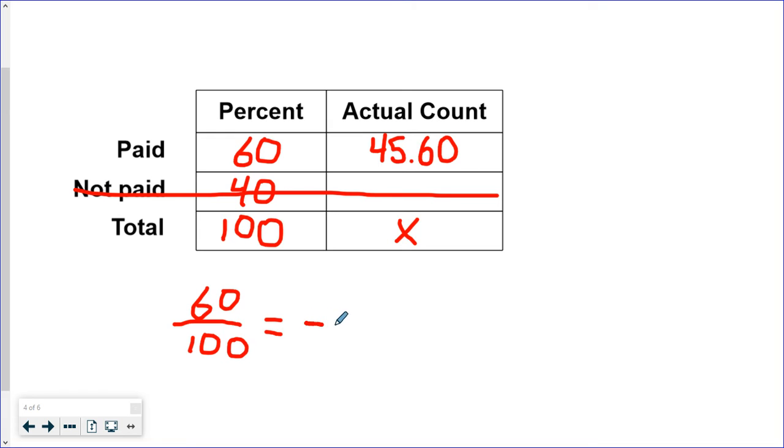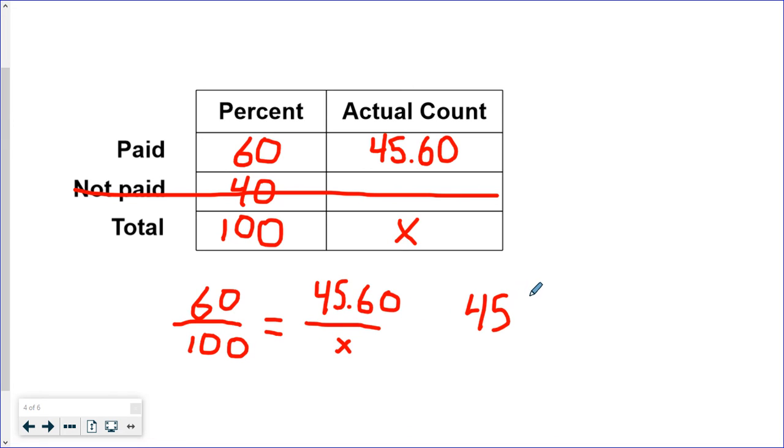However you want to do it, that's fine. But that would equal $45.60 over X. Now in this particular problem, I think I'm going to have to multiply these two numbers together. So I'd multiply 4,560 times 100. Well, since there's two zeros here, all I have to do is move the decimal 2 places to the right because I want to make it bigger.